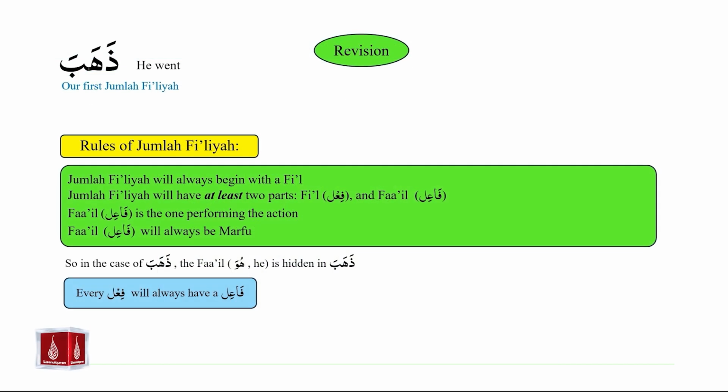Our first jumla fi'liya is zahaba. He went. There are some rules of jumla fi'liya that we need to know. Jumla fi'liya will always begin with a fi'il. Jumla fi'liya will have at least 2 parts. The first part is fi'il and fa'il. Fa'il is the one performing the action. Fa'il will always be marfu. So in the case of zahaba, the fa'il is he or huwa, and it is hidden in zahaba. Every fi'il will always have a fa'il.